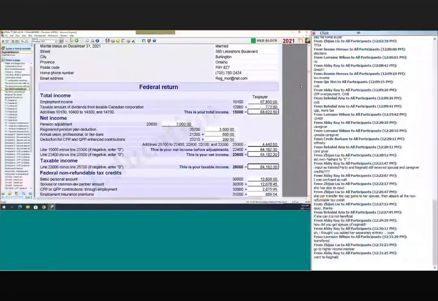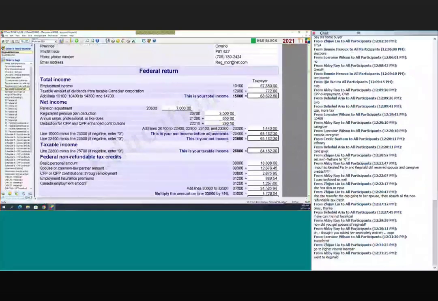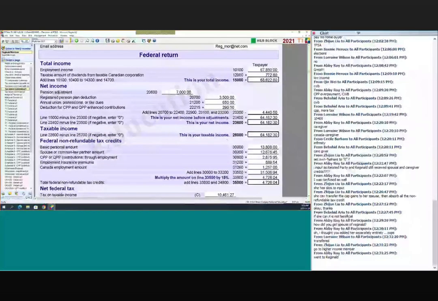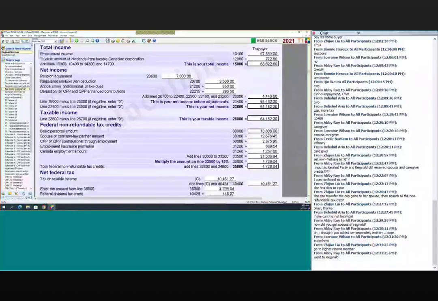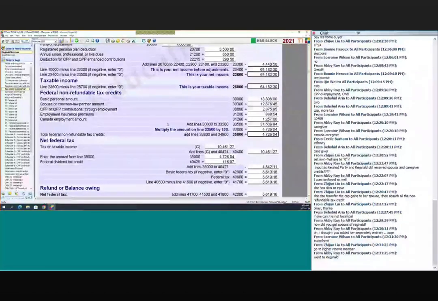So that's his total income, and he has RPP deduction of $3,500. He has his union dues, and he has his CPP. That all makes sense. That is what we were expecting. Now we have his taxable income of $64,182.30.